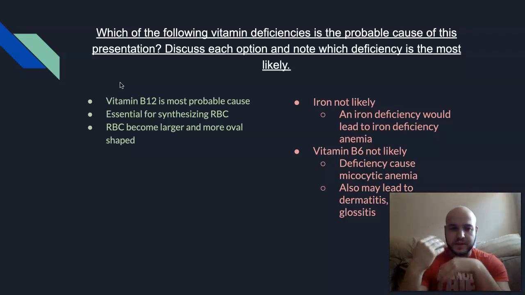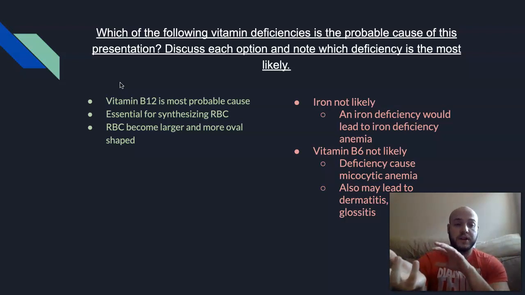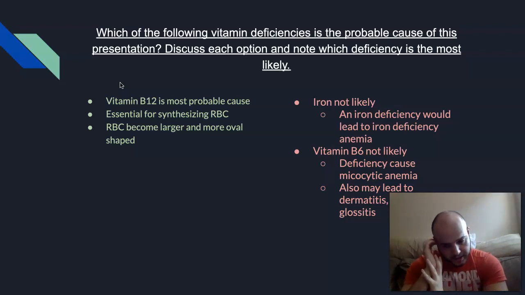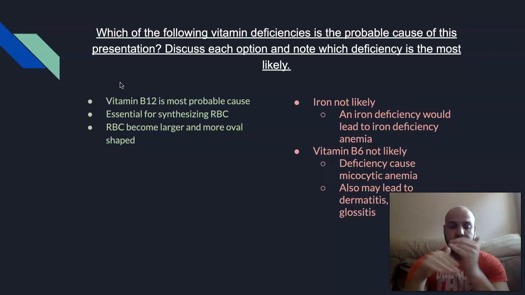Vitamin B12 is essential in synthesizing healthy red blood cells, and when it's not in the body as much, these cells will become larger and more oval, and I'll show you a picture of that as opposed to a regular blood cell in the next slide. This can also cause hypoxemia and this patient's symptoms due to the red blood cells' inability to carry oxygen to different parts of the body.